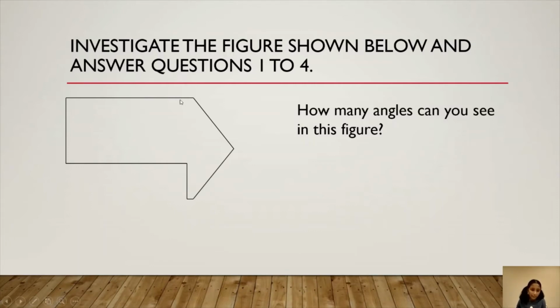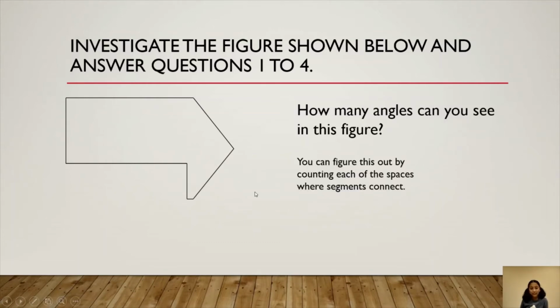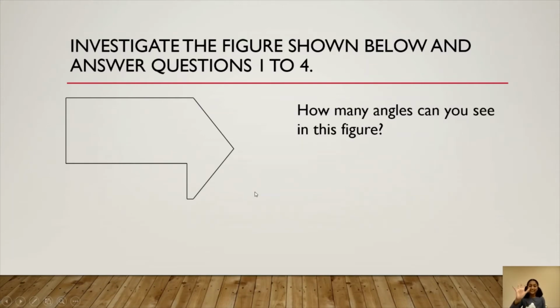Now let's look up here again, on the right hand side. It's the space where this line segment and this line segment connect, which is right here. So now we have 4. Now let's look at where this line segment and this line segment connect, both of these, like in that triangle shape. They connect over here. So that is 5 angles so far.